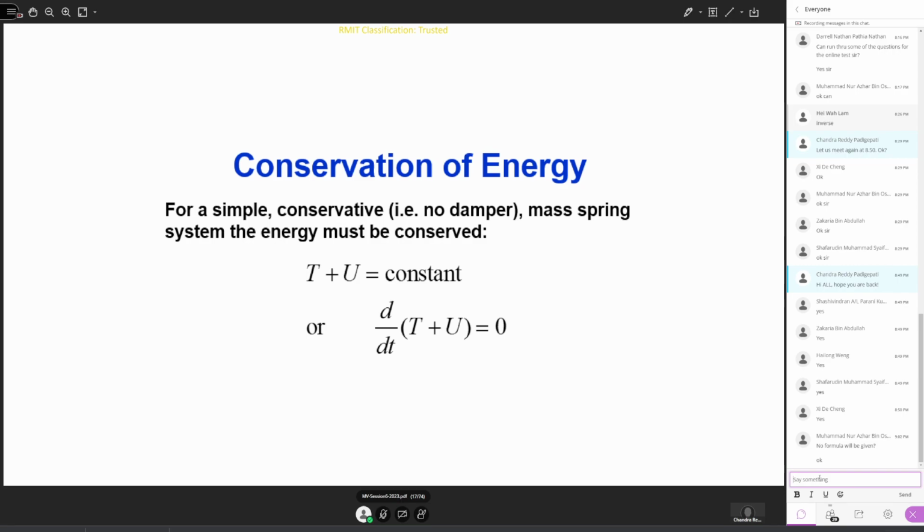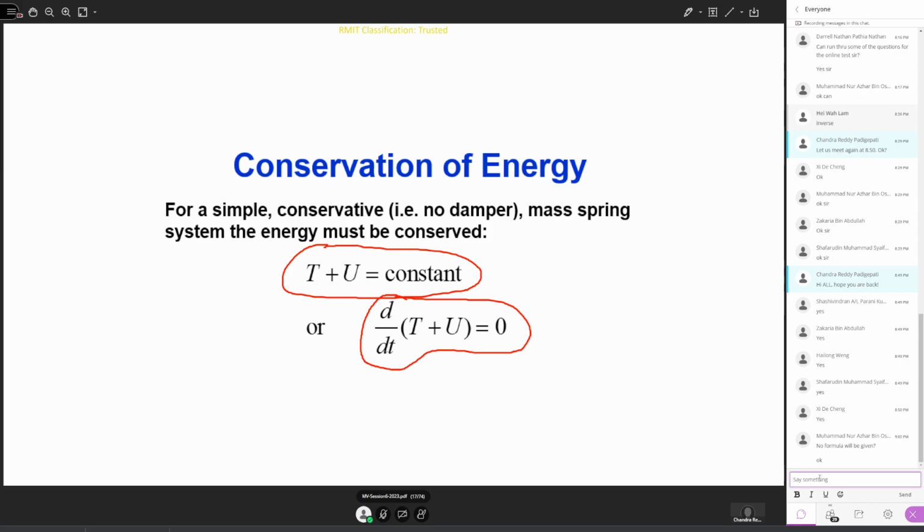Okay, so we know the law of conservation of energy. So the law of conservation of energy tells us when a system undergoes a change, okay, from one state to another state, the total energy in the system is constant. So that means the time derivative of the total energy must be constant. So that means there's no change in the total energy when the system undergoes a change. So that means the time derivative of the total energy is equivalent to 0.